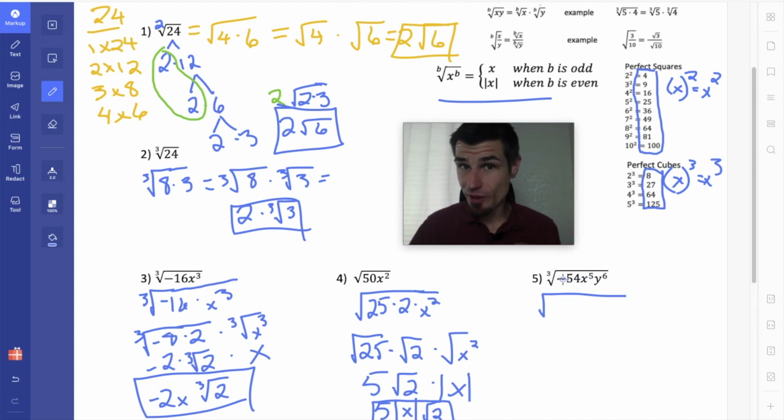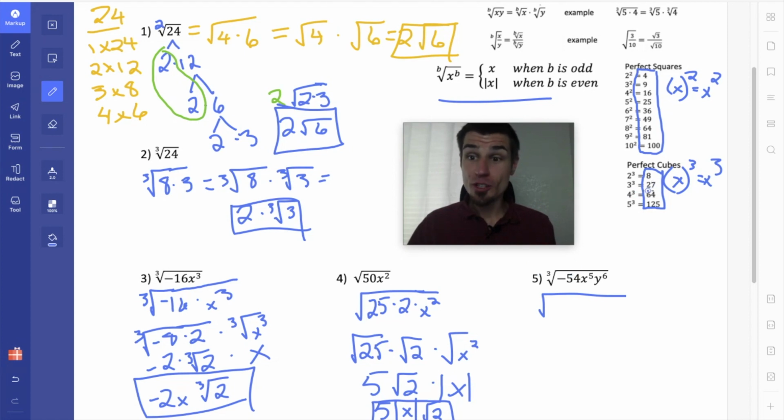Do we have any perfect cube factors of negative 54? Well, take a look at our list here. Do we know 8 times anything? Does that give us 54? No. We'll just go to the next one. What about 27? 27 times something. Does that give us 54? Well, actually it does. 27 times 2 gives us 54.